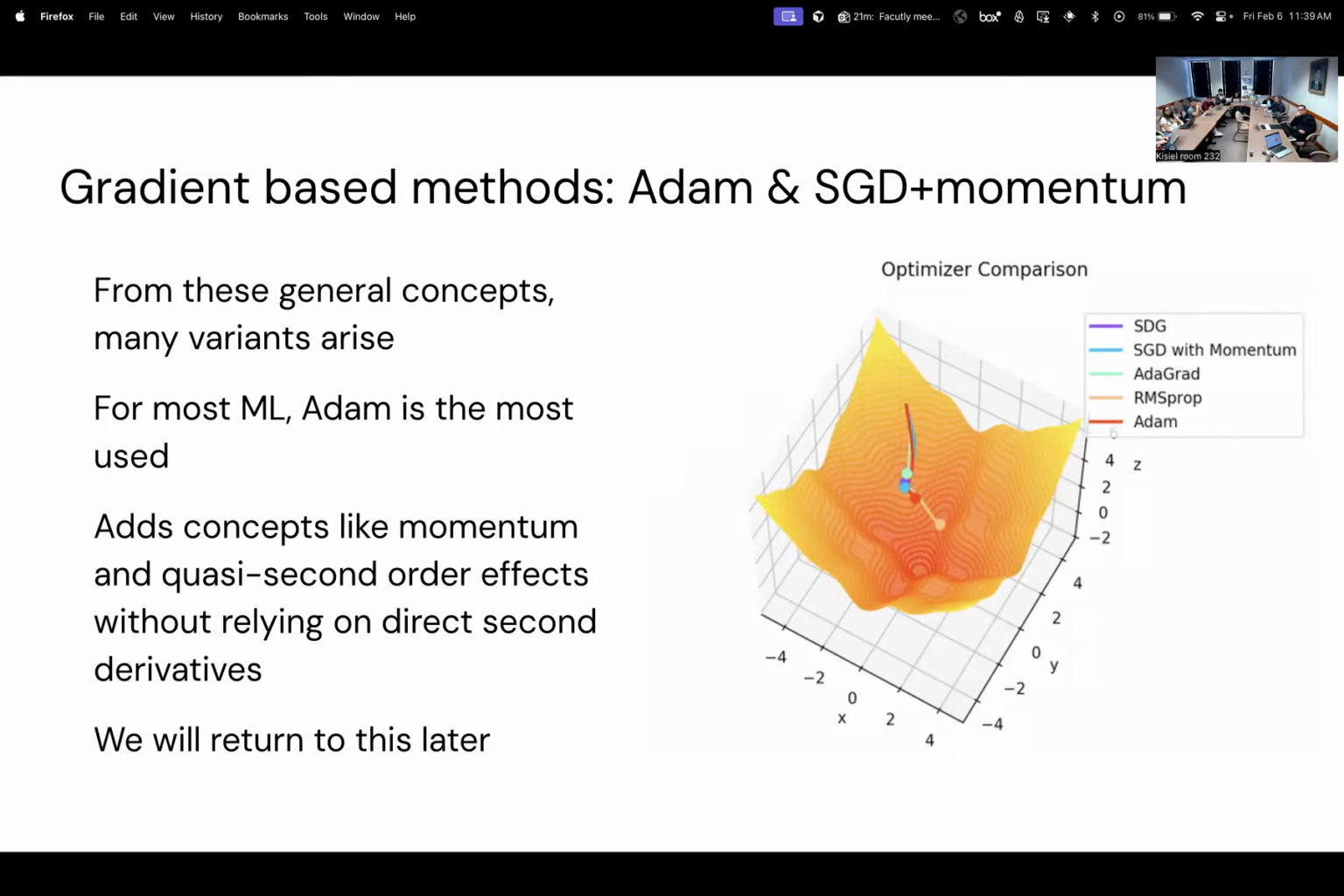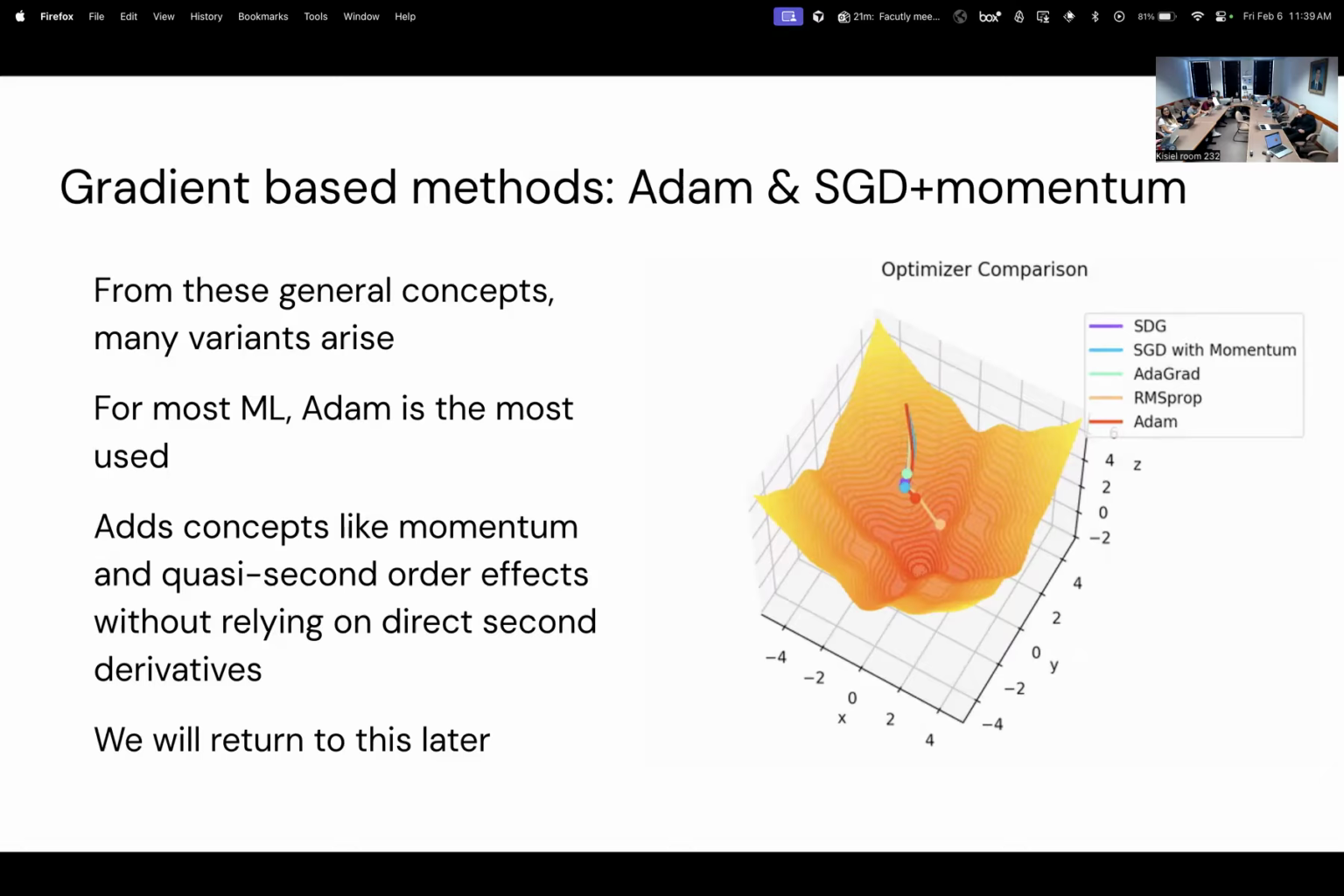As I'm sure many of you know, Atom is kind of like the default optimizer that's used across all of machine learning or deep learning in general. And Atom in particular adds two concepts together. The idea of momentum. So just regular gradient descent, if you have a relatively shallow or not steep area, your optimizer gets really stuck. So adding momentum helps you traverse very flat regions.